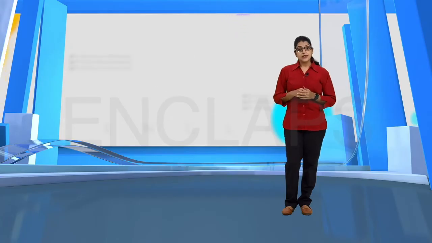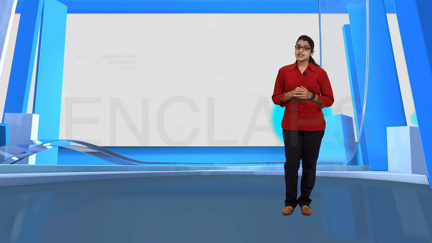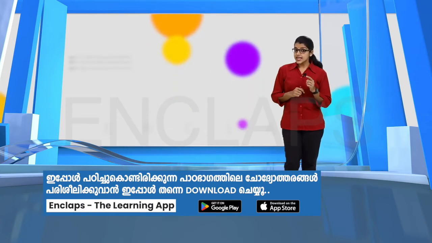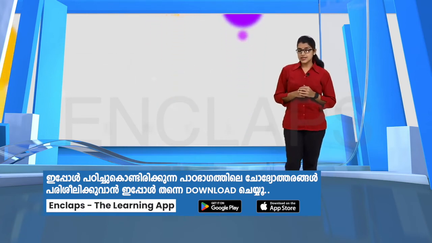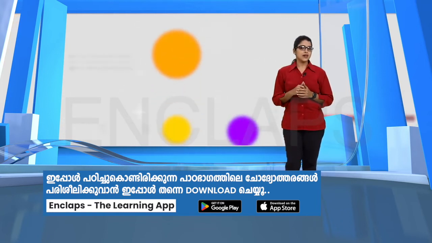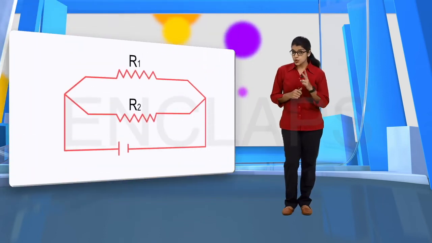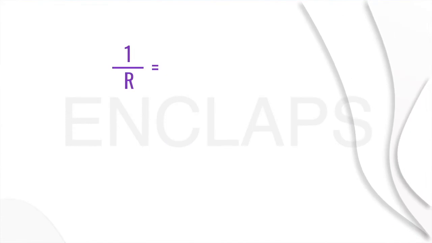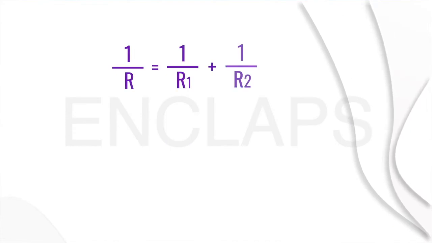What would be the effective resistance if 3 resistors are connected in parallel? In a parallel connection, we take the reciprocal values of the resistance, that is 1 by R is equal to 1 by R1 plus 1 by R2 plus 1 by R3. So, if 2 resistors are connected in parallel, what would be the resistance? It would be 1 by R is equal to 1 by R1 plus 1 by R2.